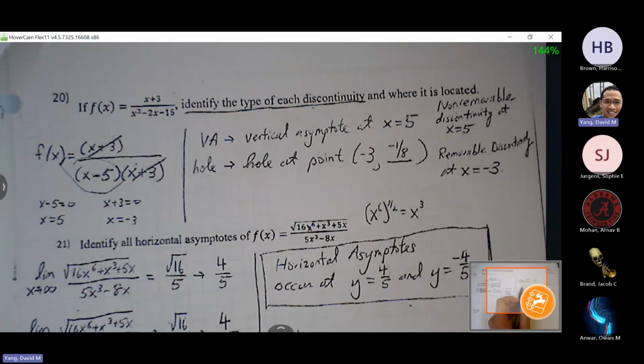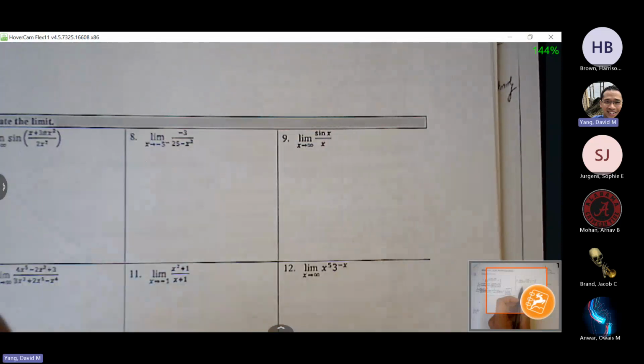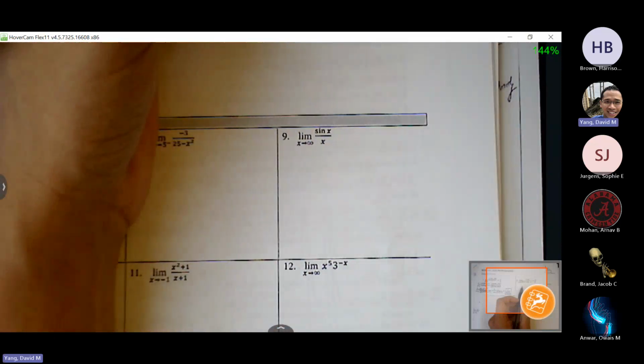I had another question on the original. On page 31, on number 9, how do you know it's 0? This one here. Yes. Because I was thinking they were the same degree, but is that not?